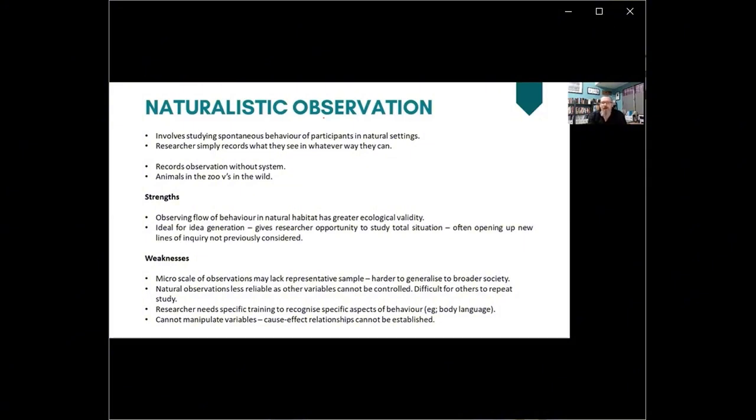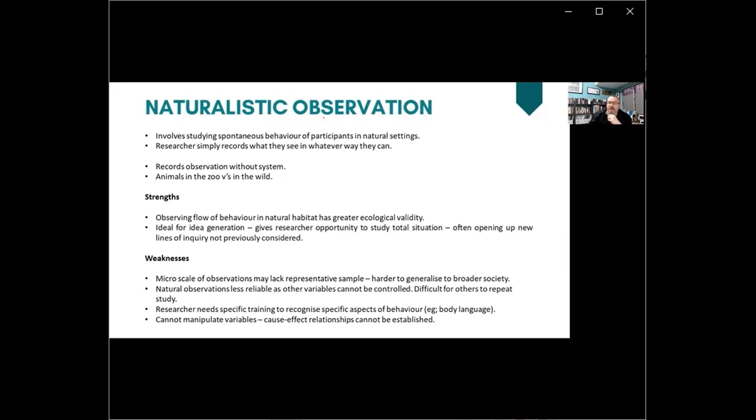Now, the strengths of naturalistic observation, we can observe the flow of behavior in the natural habitat, which has greater ecological validity. Hey, it's realistic. It's ideal for us for idea generation because it gives us as researchers an opportunity to study a total situation. And this often opens up new lines of inquiry that we haven't previously considered.